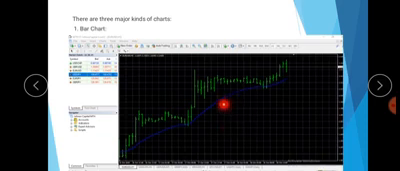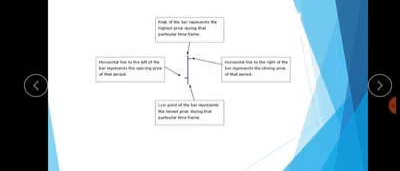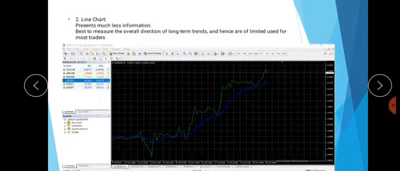And this is how it looks. This is the bar chart. The bar chart doesn't really give much information, but we are going to look at the other types that give us more information. That's number one. Then two, we have the line chart.